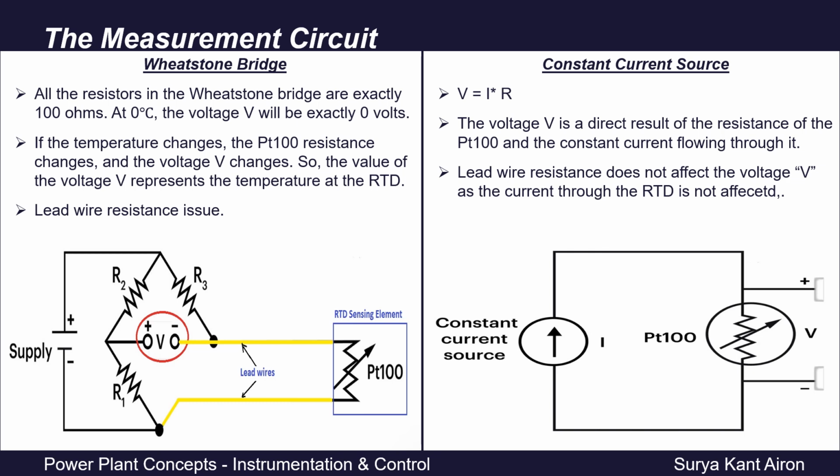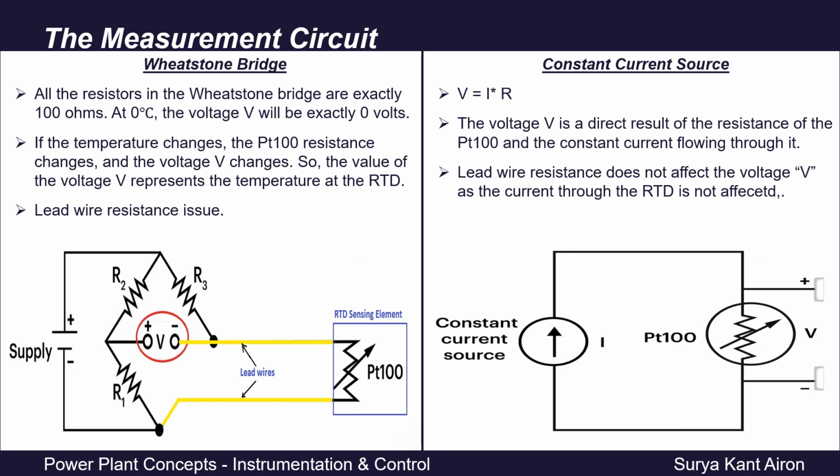Then at 0 degree centigrade, the voltage V in the circle we have shown, here we will measure this voltage. At 0 degree centigrade, the voltage V will be exactly 0 volt. Now, if the temperature changes, the Pt100 resistance changes, as we discussed in the previous slide, and the voltage V also changes. So the value of the voltage change represents the change in the temperature at the RTD. Clear?